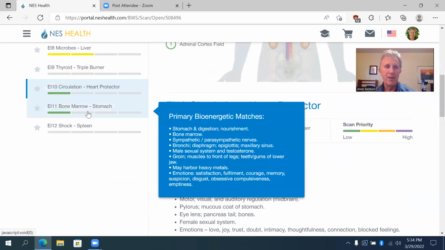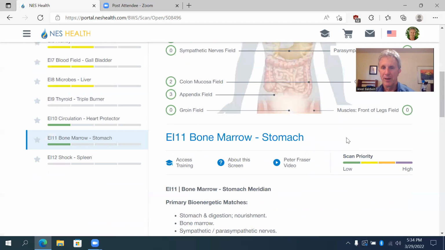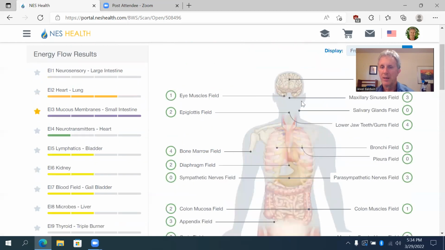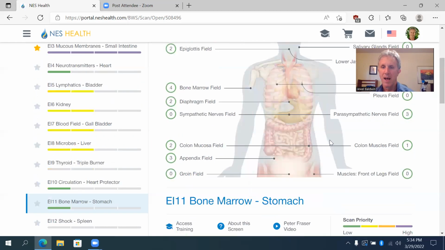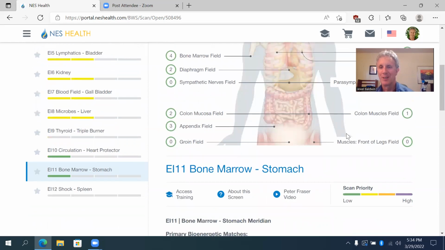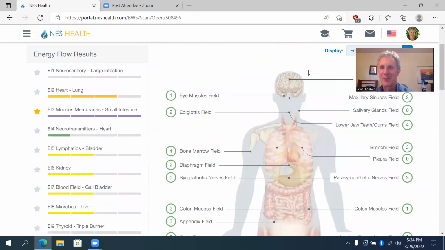Number 11 is called the bone marrow stomach integrator. So this is the stomach meridian. You can see this is like lots of content, lots of train stops here, right? This is a big train line. It goes from the far suburbs downtown, right? Bringing you all the way in. Downtown, let's call that the head.